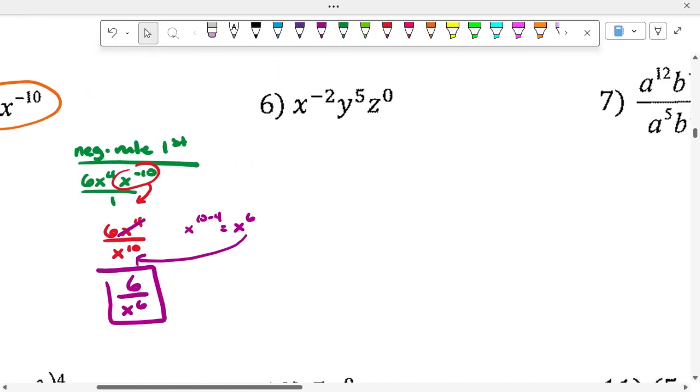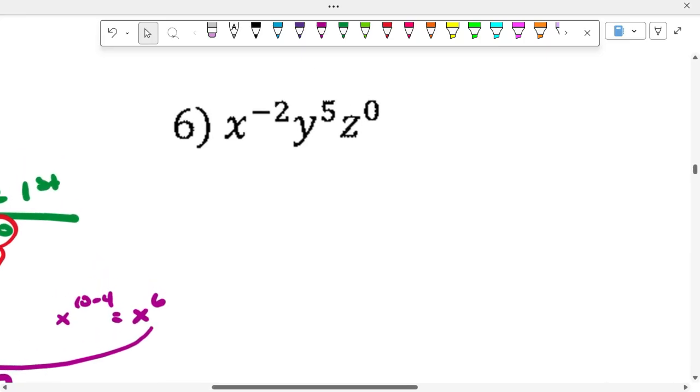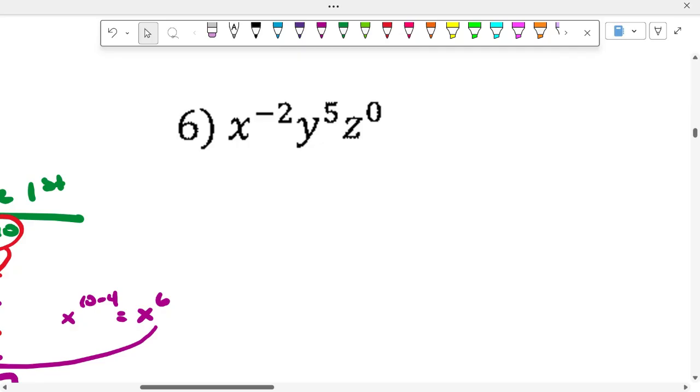Now, let's look at this. So, if we look at number 6, what's something that's very easy to take care of right off the bat? The 0 power. What is it? 1. So we can just cross that out, because it's all being multiplied together. Anything times 1 is itself. Now, we do have a negative exponent, so I want to make sure this is over 1.